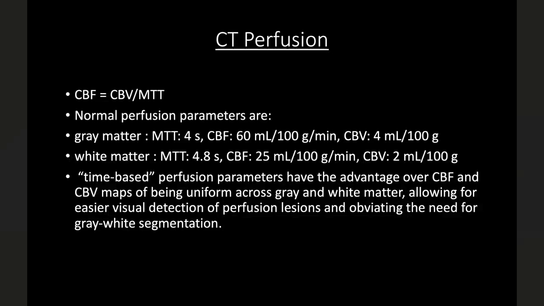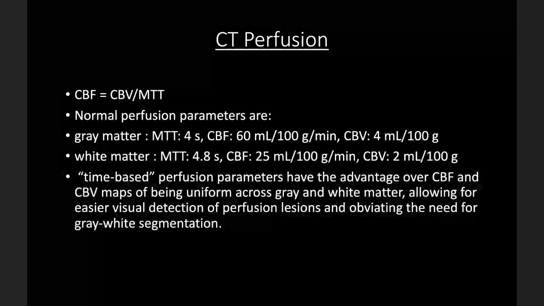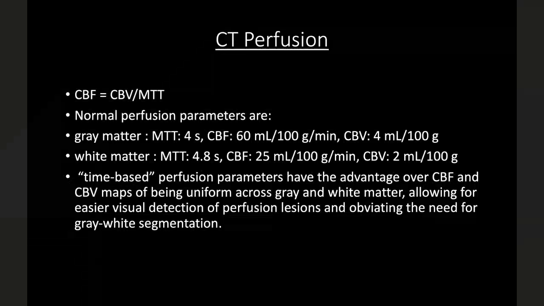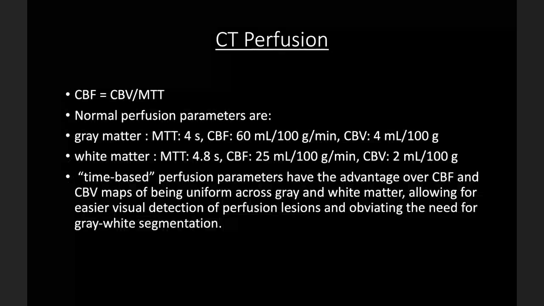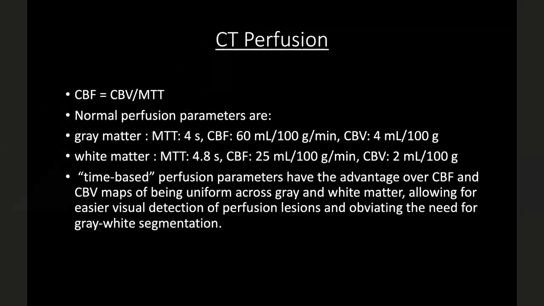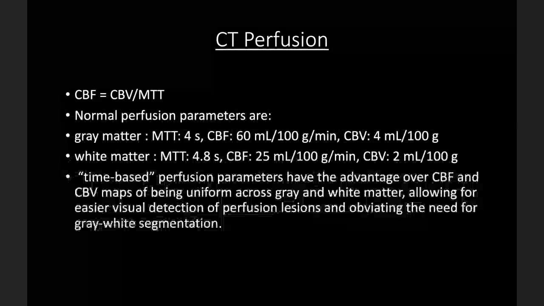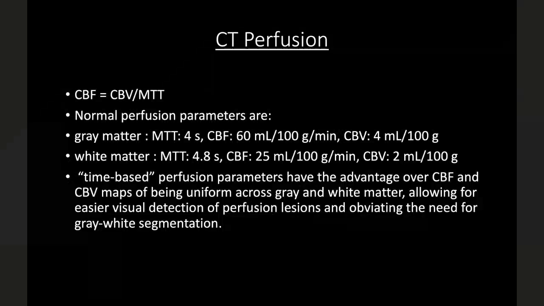CT perfusion. A quick run through CT perfusion. So cerebral blood flow is equal to cerebral blood volume by mean transit time. That is the basics for acquiring all this. So we are going to be looking at the blood flow, the blood volume, and the mean transit time, those three parameters. When you look at the normal perfusion parameters between the gray matter and the white matter, of the three, you see that the cerebral blood flow and volume is almost twice higher in the gray matter when compared to the white matter. But in the mean transit time, it's almost the same, right?